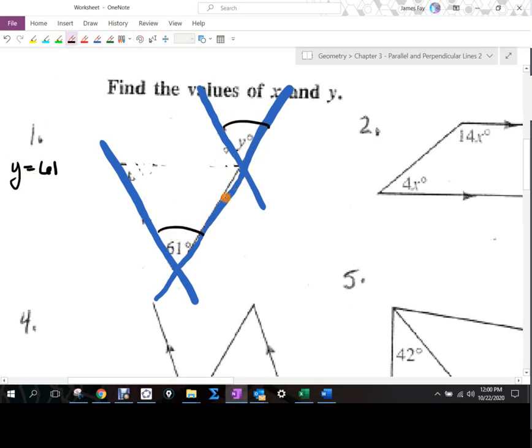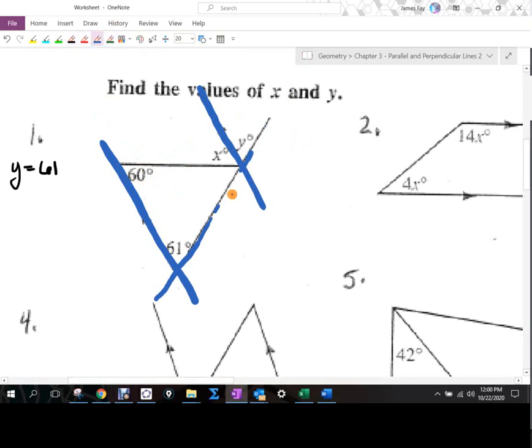Corresponding. Okay, you got the right relationship. Make sure you got the right name with them. So those are corresponding. Okay, so then that's good. Now, in order to find out what x is, there's a couple different approaches I think you could probably use here.